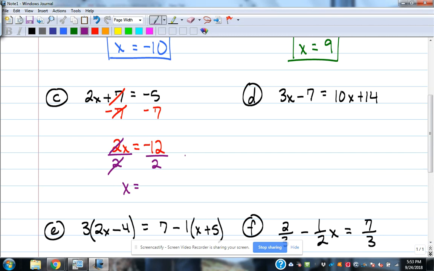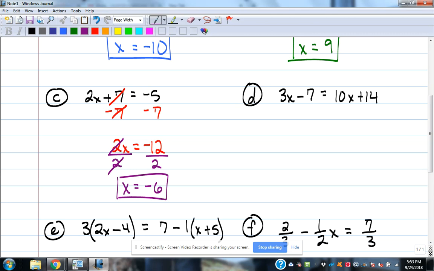-12 divided by 2, -6. Be careful about your signs. A very common mistake is to miss a sign there. Most common mistake in math classes from 7th grade math all the way through calculus 3 or differential equations. You miss a sign, it's going to mess up the problem.